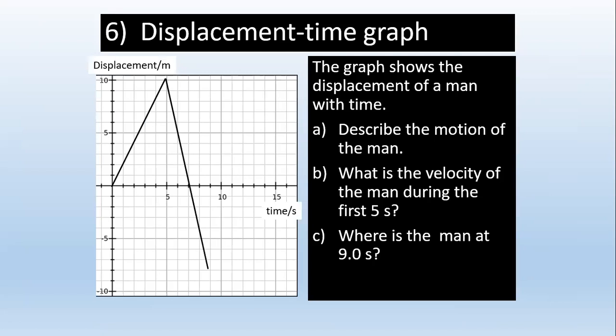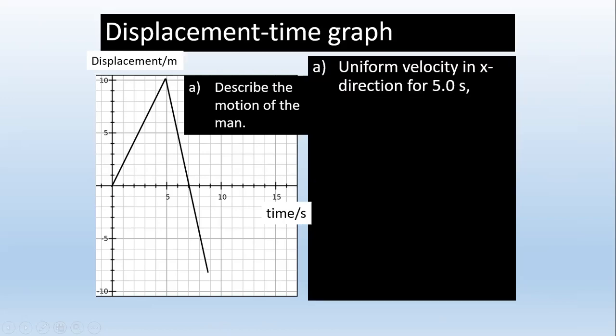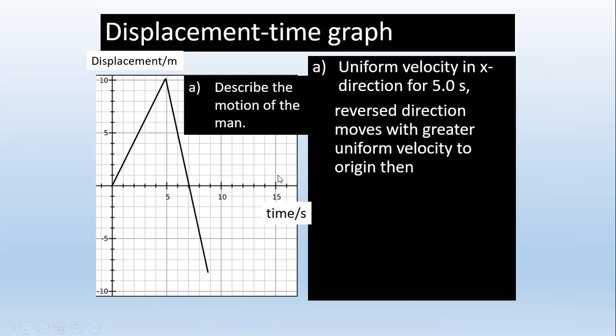Okay, displacement time graph. Describe the motion, right? You should be able to describe. This is uniform velocity until 5 seconds. Then after that, in reverse direction, uniform velocity, right? Greater value, greater gradient, greater value for velocity. Then you return to the origin and then go to the negative x direction. Okay, that's how we describe uniform velocity in positive x direction for 5 seconds. Then reverse direction, move with greater uniform velocity to the origin.